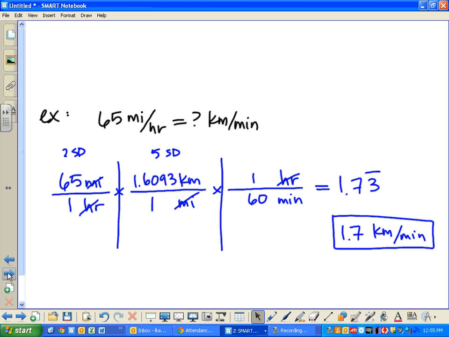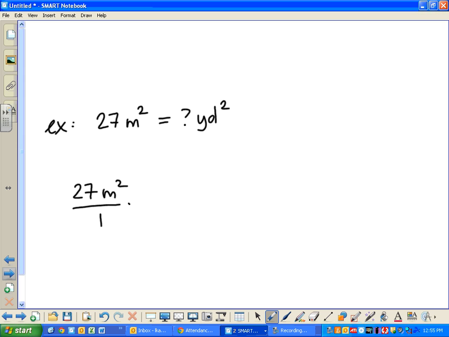And one last problem will be an area conversion. So for example, if we had 27 meters squared, we may want to know how many yards squared that is. So we set it up the same. 27 meters squared. I want to cancel out meters squared, so the bottom, I want to convert to yards squared, so on top.